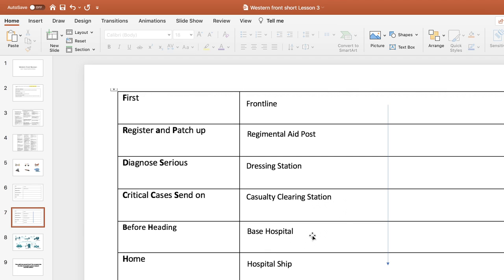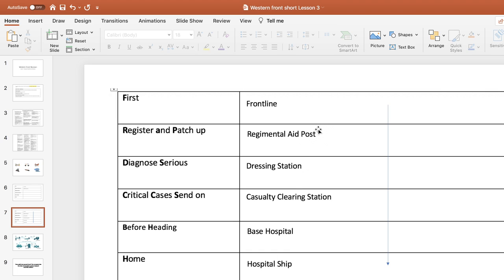Base hospital. Now, if you are someone who's going to the base hospital, it probably means that you require heavier treatment because that's where you've got the equipment. And remember, we're thinking Western Front, so we're thinking within Western Europe. And then if you were really in a bad condition, you would be sent home to England.